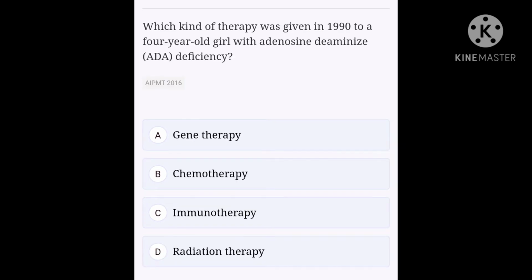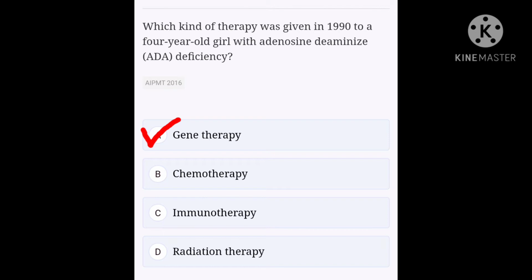Okay, let's see our next question. Which kind of therapy was given in 1990 to a 4-year-old girl with adenosine deaminase, ADA, deficiency? Option A, gene therapy, option B, chemotherapy, option C, immunotherapy, option D, radiation therapy. Gene therapy is a technique of genetic engineering which involves replacement of a faulty or disease causing gene by a normal healthy functional gene. The first clinical gene therapy was given in 1990 to a 4-year-old girl with ADA deficiency. This enzyme is very important for the immune system to function. The deficiency of this enzyme can lead to severe combined immune deficiency. So the correct answer for this question is A, that is gene therapy.